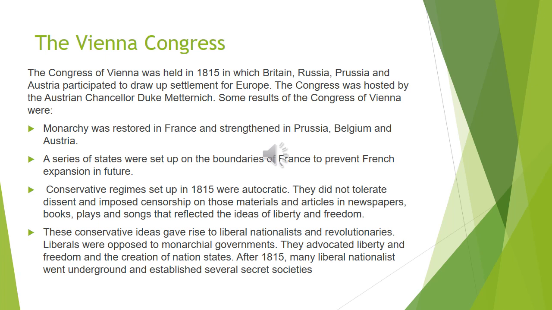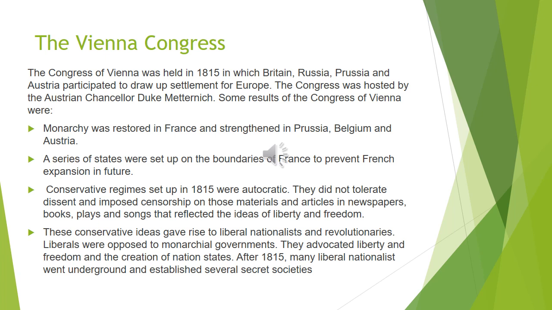The conservative regime set up in 1815 were autocratic. So these conservative regimes had autocratic rulers, those rulers who took decisions on their own. They took arbitrary decisions. They did not tolerate dissent. That means they did not tolerate any sort of opposition to their rule. They also imposed censorship on those materials and articles in newspaper, books, plays, and songs that reflected the ideas of liberty and freedom. So they were obviously opposed to the idea of liberty, idea of freedom, and they did not want these ideas to reach the people, and that is why they imposed restrictions and censorship on media and on books, plays, and songs.